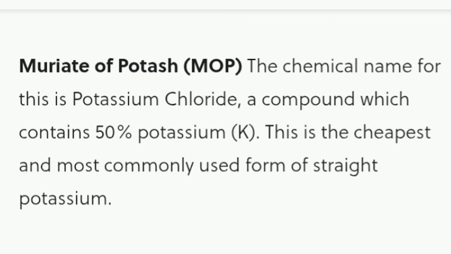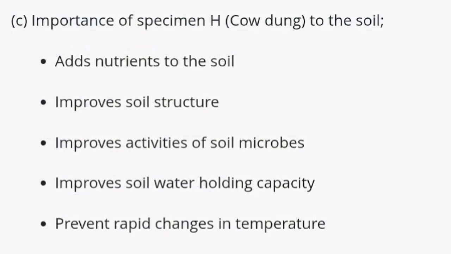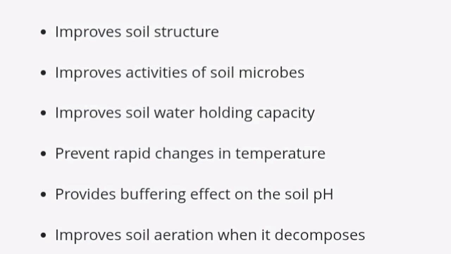Okay, now we move to specimen C, cow dung. Cow dung, you will see it there. Now what's the importance of cow dung to the soil? Cow dung adds nutrients to the soil. Also, it improves the soil structure. It improves the activities of soil microbes. It improves soil water holding capacity. It prevents rapid changes in temperature. It provides buffering effect on the soil pH. Improves soil aeration when it decomposes.